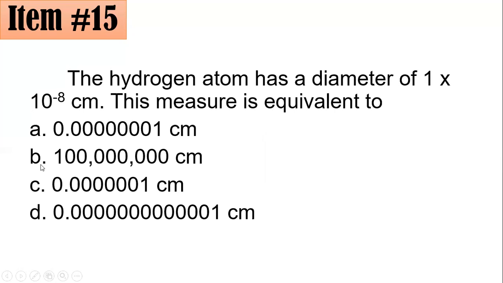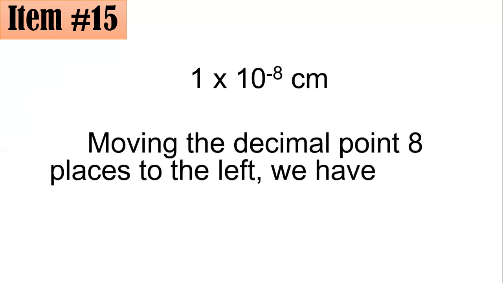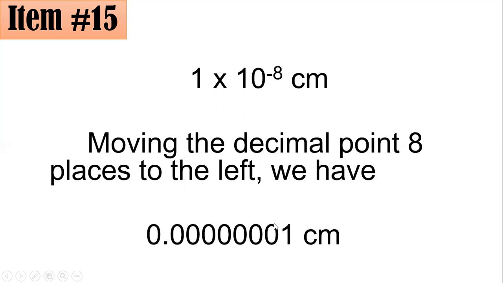And since it's negative, if we are going to express it in the decimal format, we have to move the decimal point 8 places to the left. From 1, it's right here, from here. So 1, 2, 3, 4, 5, 6, 7, 8, we have this number. And that is, after the decimal point, 7 zeros, then 1. Then that's letter A.